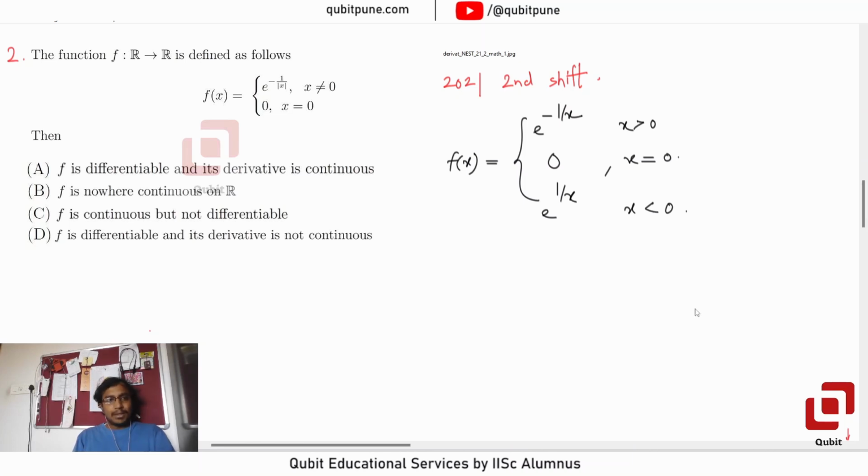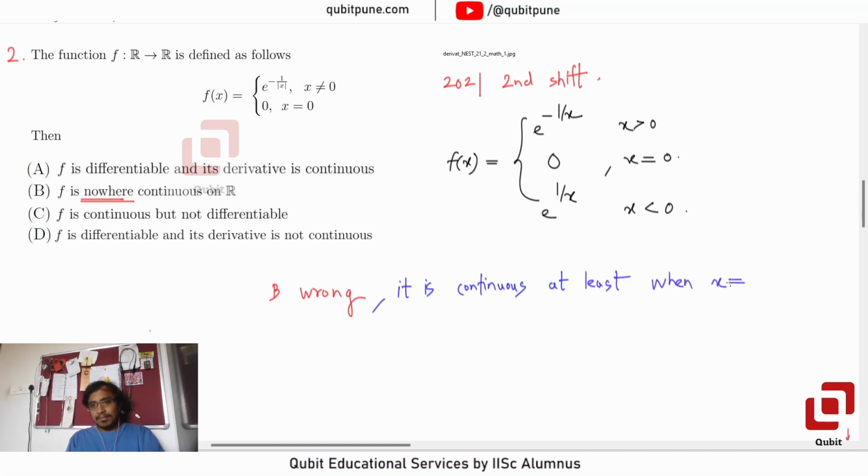Now let us go to option B first. B is wrong, because they are saying it is nowhere continuous, but without investigating the continuity of this function at 0, we know that it is continuous at least when x is not equal to 0. You take any other point, the function will be well defined, right? So B is wrong.